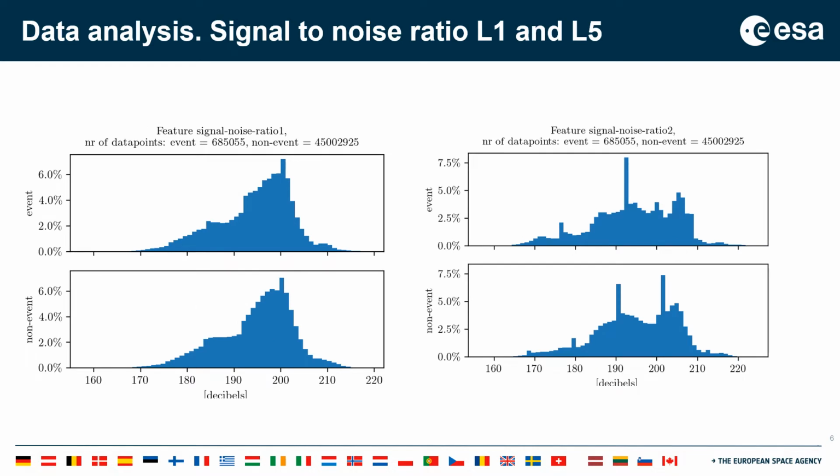Here we also have taken a look at the signal to noise ratio of the signals L1 and L5. Since this GNSS receiver has access to receiving two frequencies, we looked at the signal to noise ratio to see how strong the signal was compared to the noise background, and we didn't find any particular pattern here either.